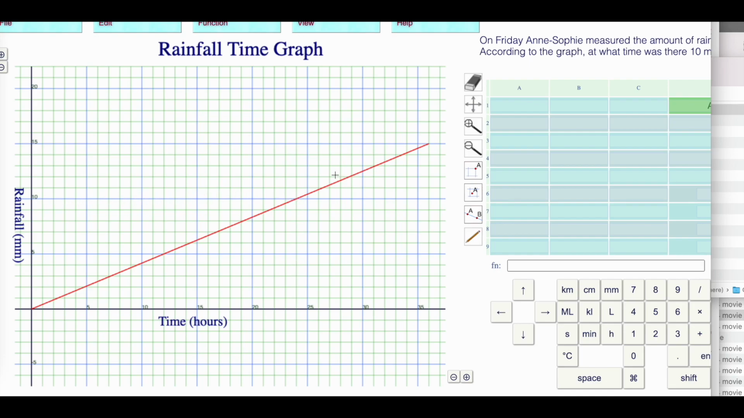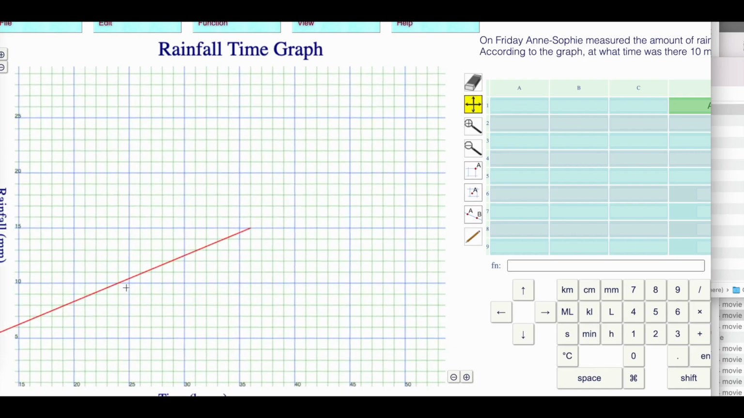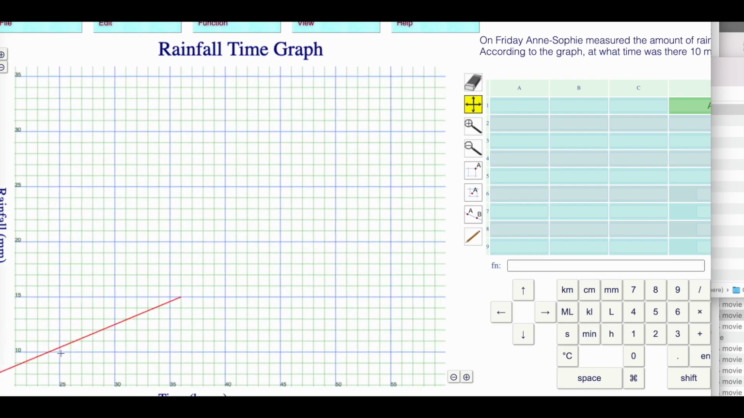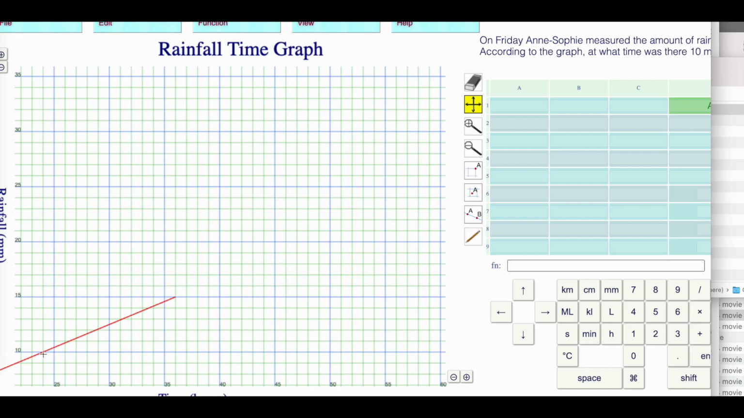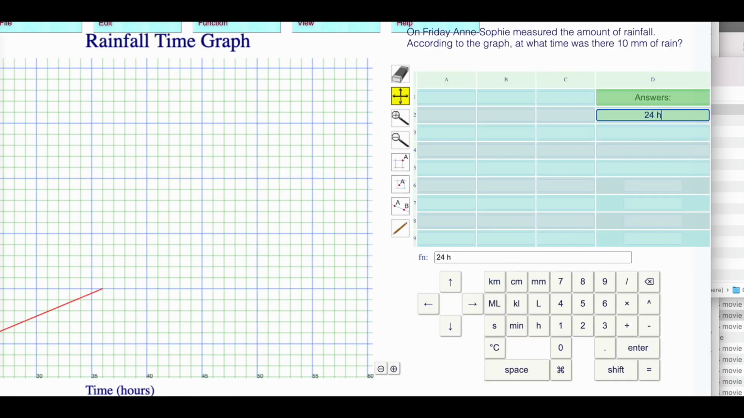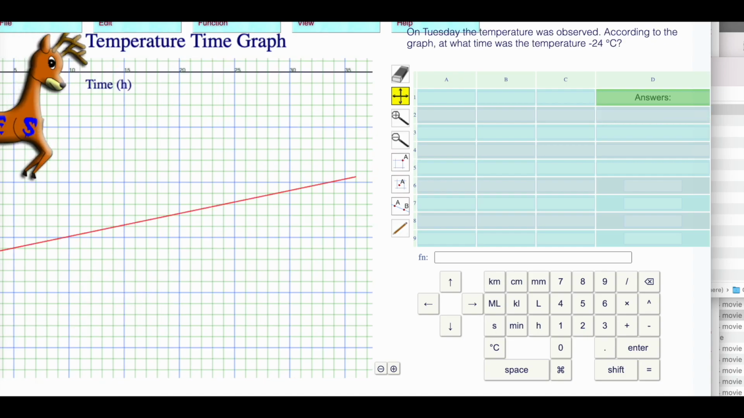We can read it off there. If you want, you can drag it so it's closer to the numbers. Here you can read your 10 millimeters is at 24 hours. After 24 hours, 24H for hours.